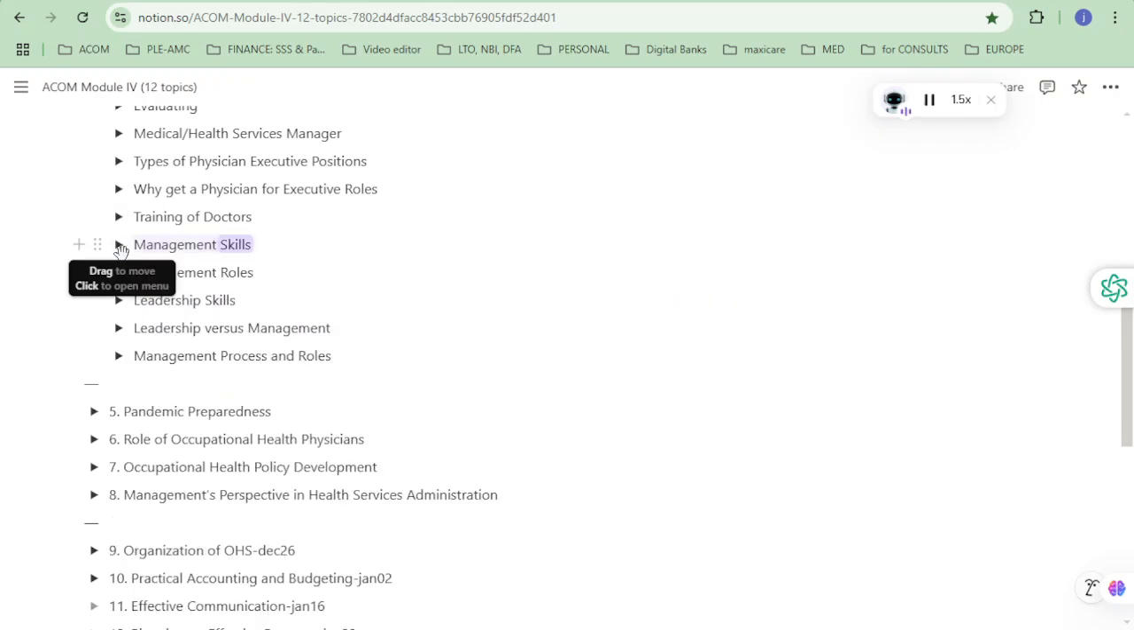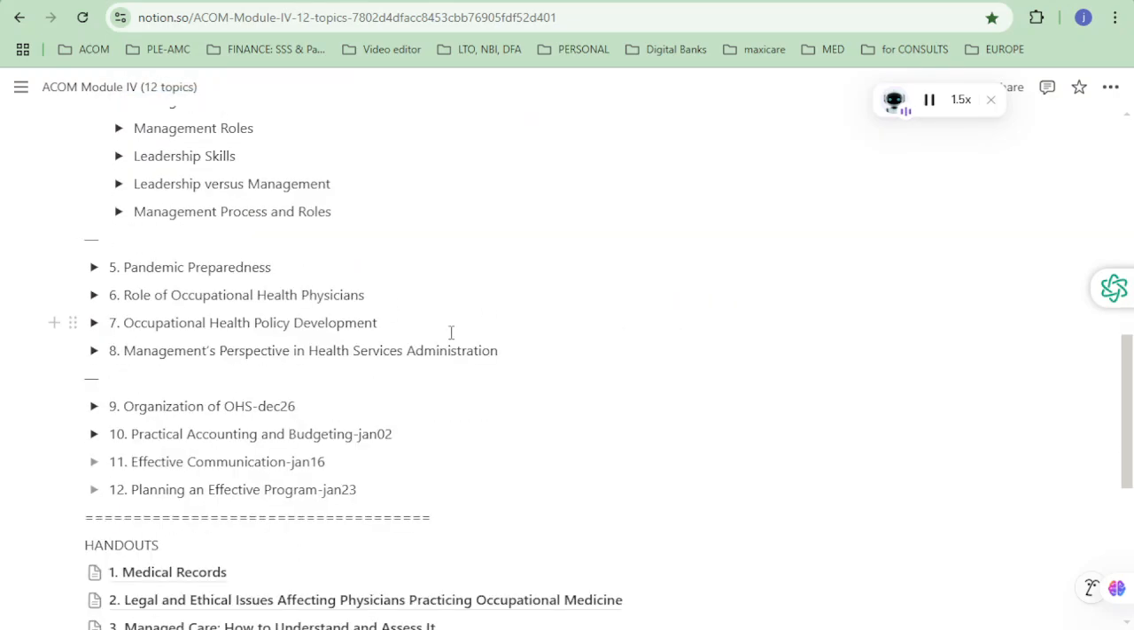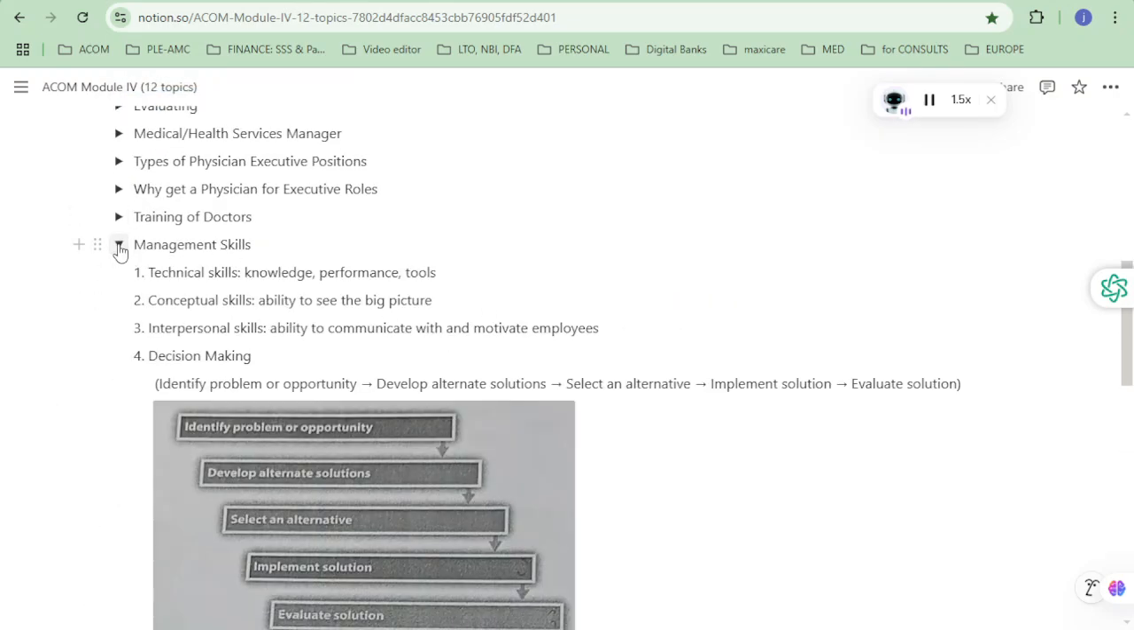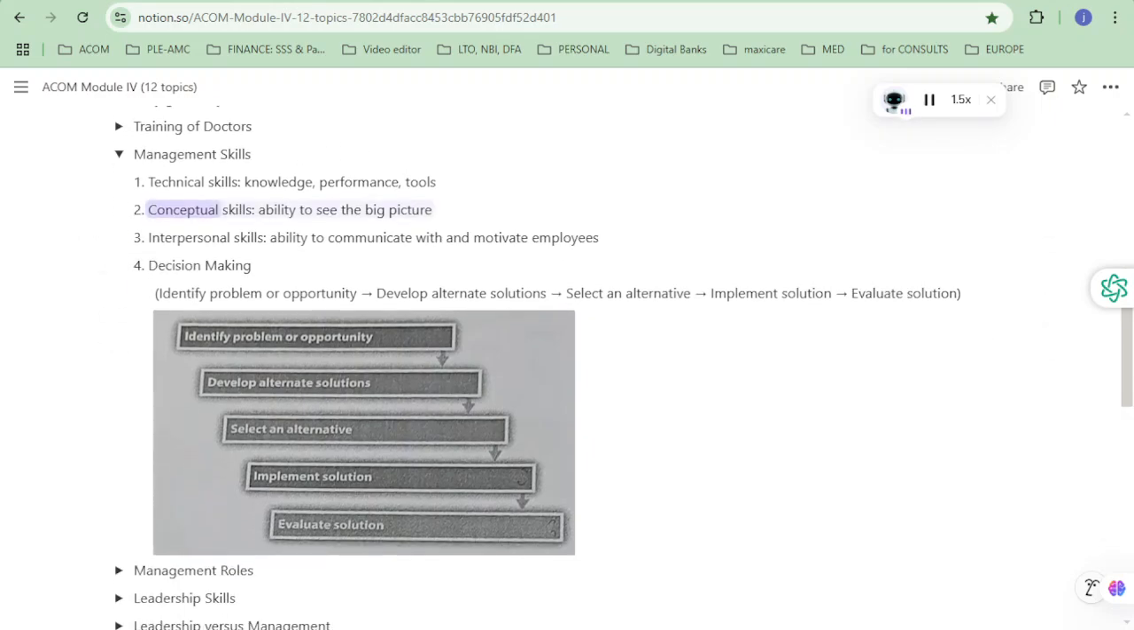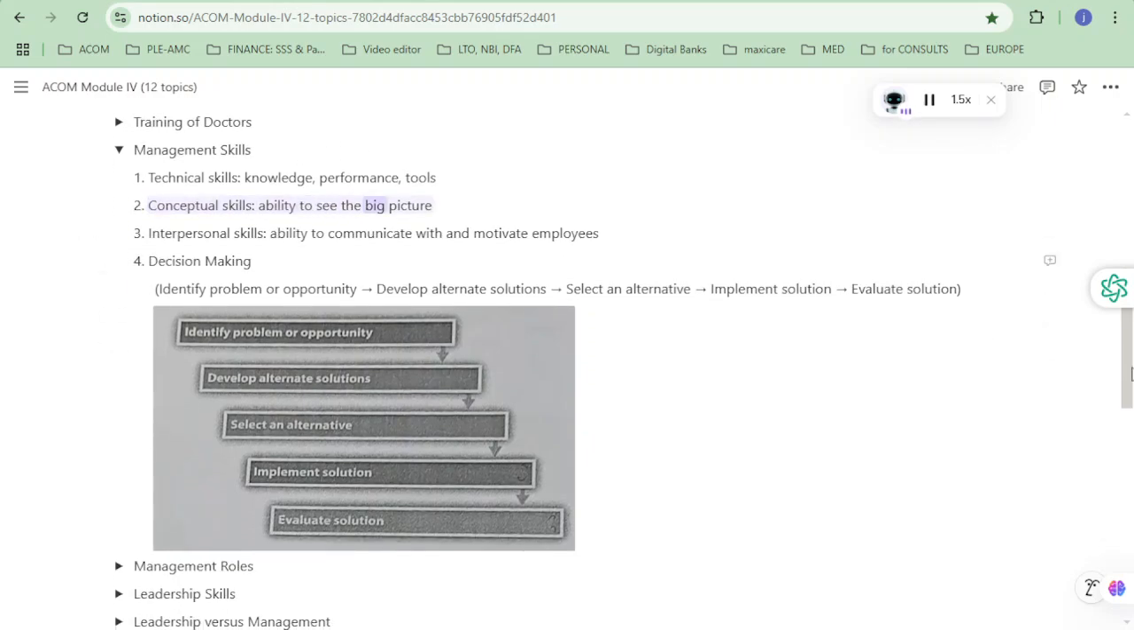Management skills. 1. Technical skills: knowledge, performance, tools. 2. Conceptual skills: ability to see the big picture. 3. Interpersonal skills: ability to communicate with and motivate employees. 4. Decision making: identify problem or opportunity, develop alternate solutions, select an alternative, implement solution, evaluate solution.